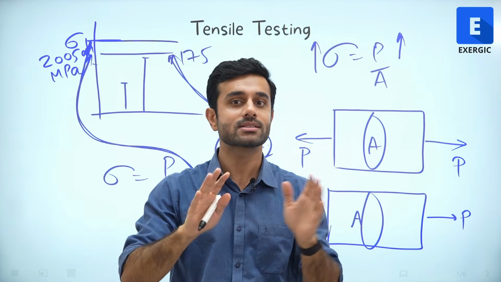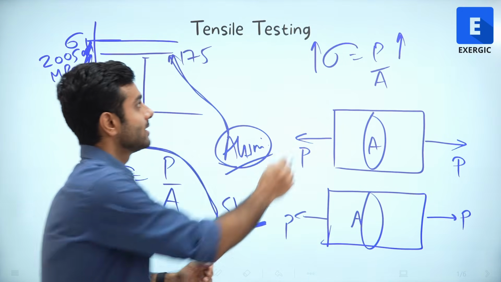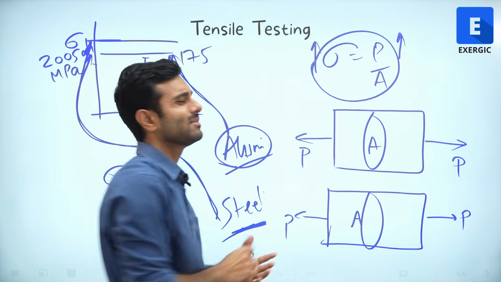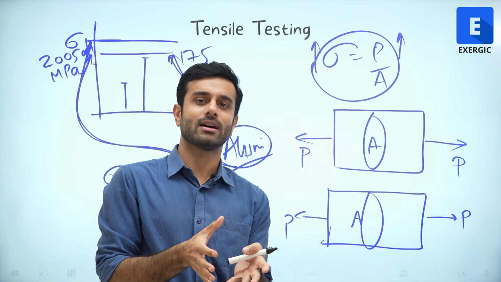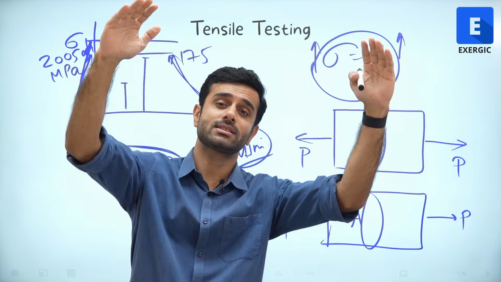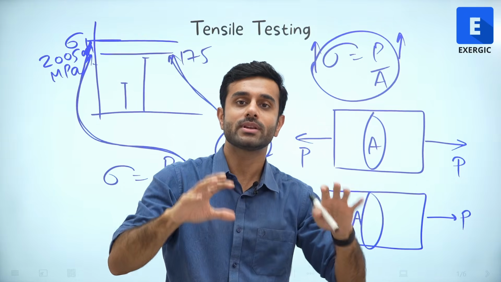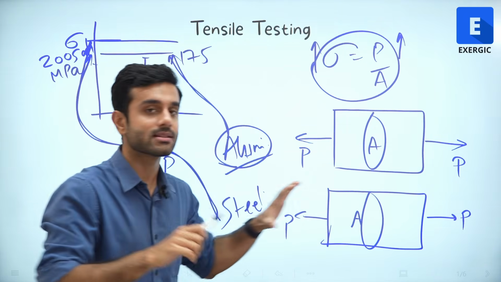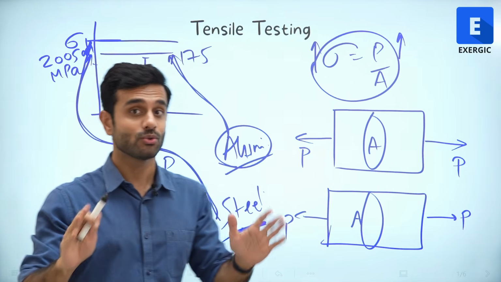So you realize what is the difference? There is a difference between this sigma, which is simply how much stress is being applied, versus maximum sigma, the safest, highest value of sigma, which any material can bear safely. These are two separate things.